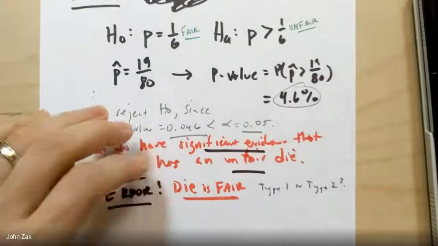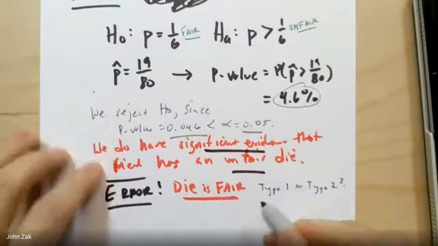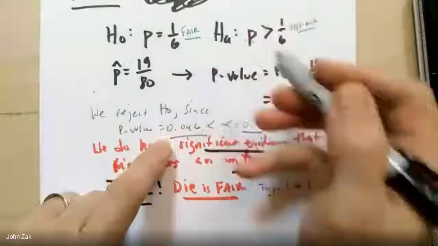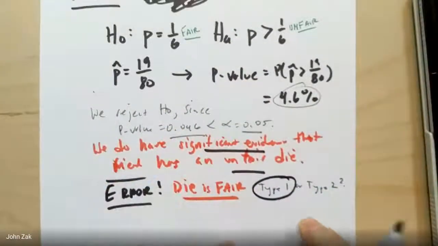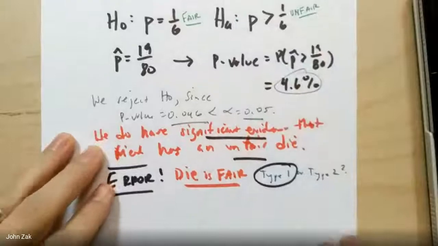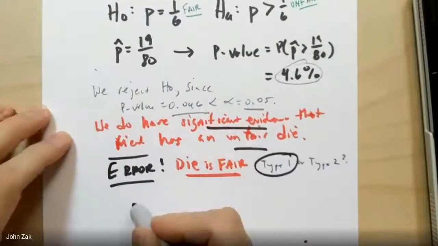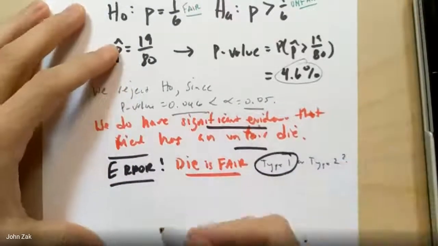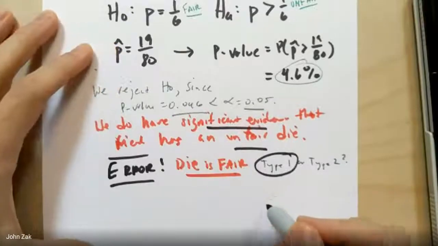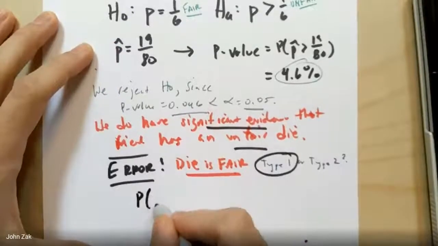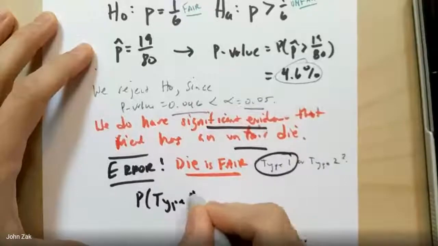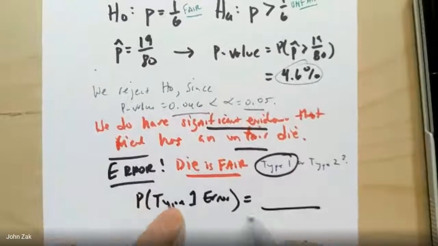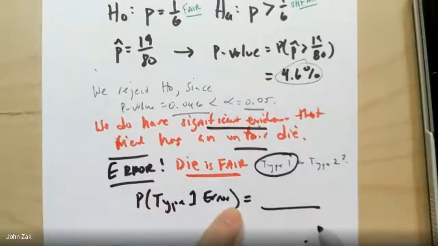Very good. Yes, if it is in fact a fair die, and we made an error because we said it's not fair when it in fact is fair, that would have been a type 1 error, right? A type 1 error is what we call anytime we reject the null hypothesis when we should not have rejected the null hypothesis. Now, can anyone tell me what was the probability that we make a type 1 error in this particular scenario?